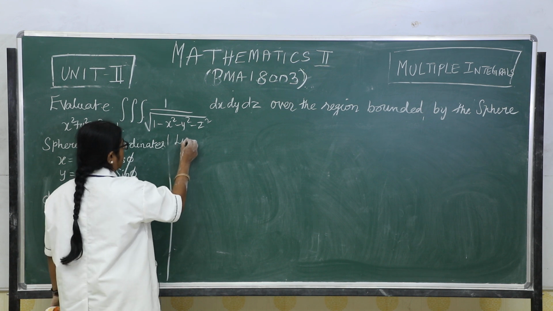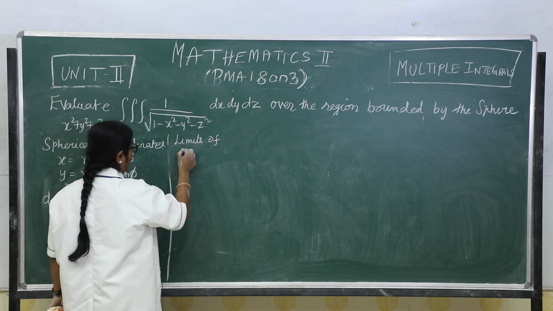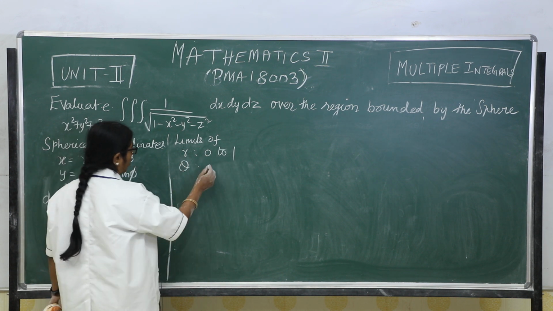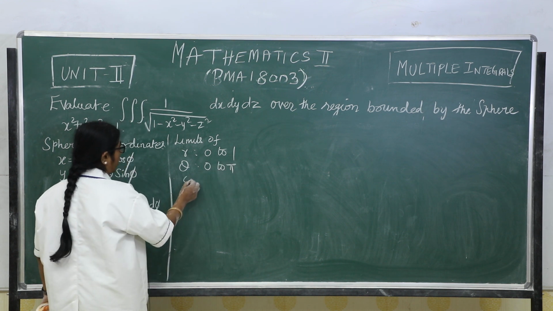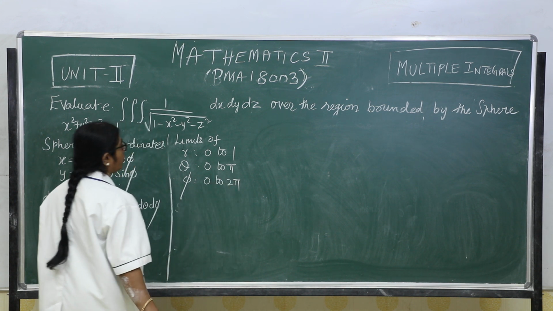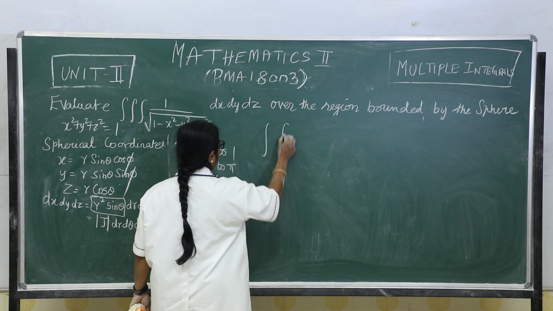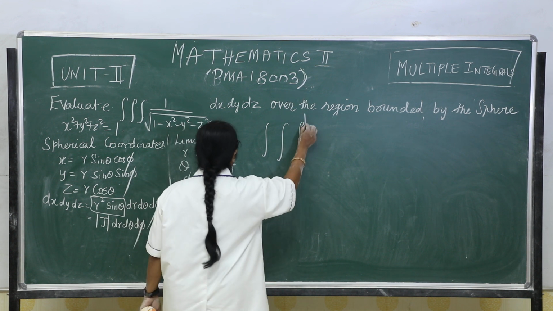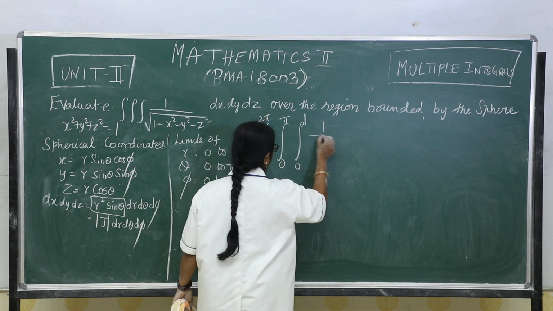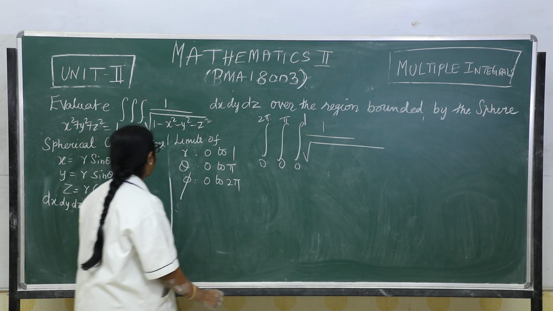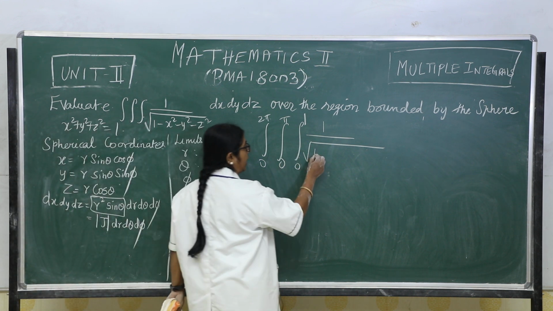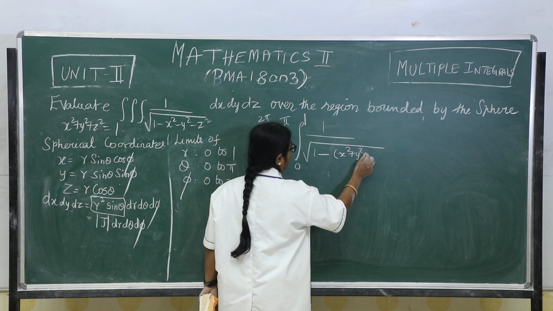What are the limits? The limits of r vary from 0 to 1, theta in spherical coordinates is 0 to pi, and phi is the full rotation, that is 0 to 2 pi. So, now finding the limits, the triple integral 0 to 1, 0 to pi, 0 to 2 pi, of 1 by square root of, I have to find x squared, y squared, z squared. So, I can write 1 minus x squared plus y squared plus z squared.